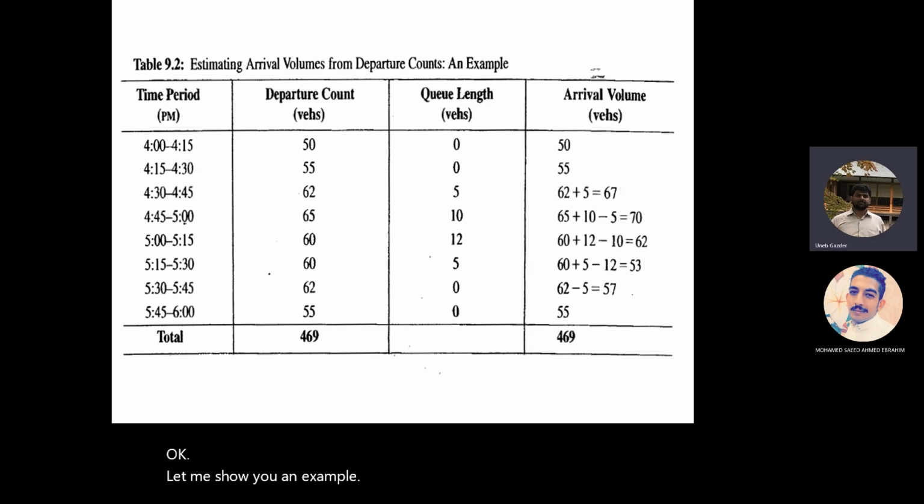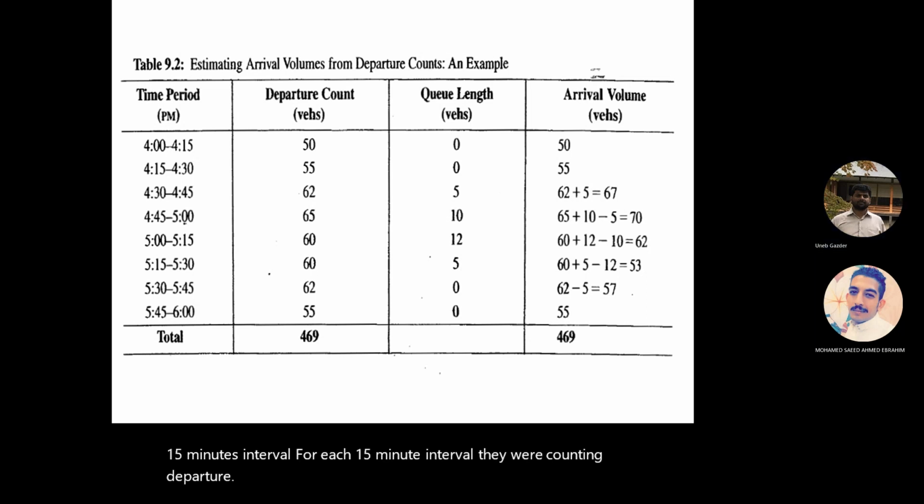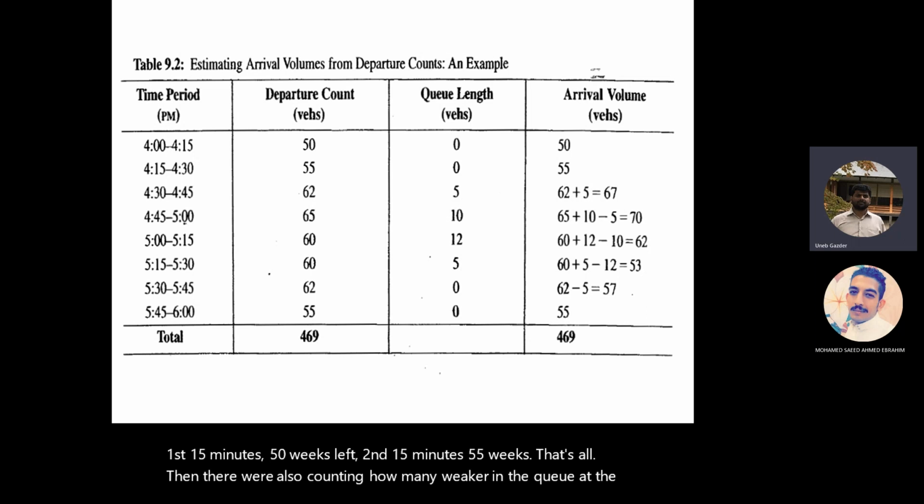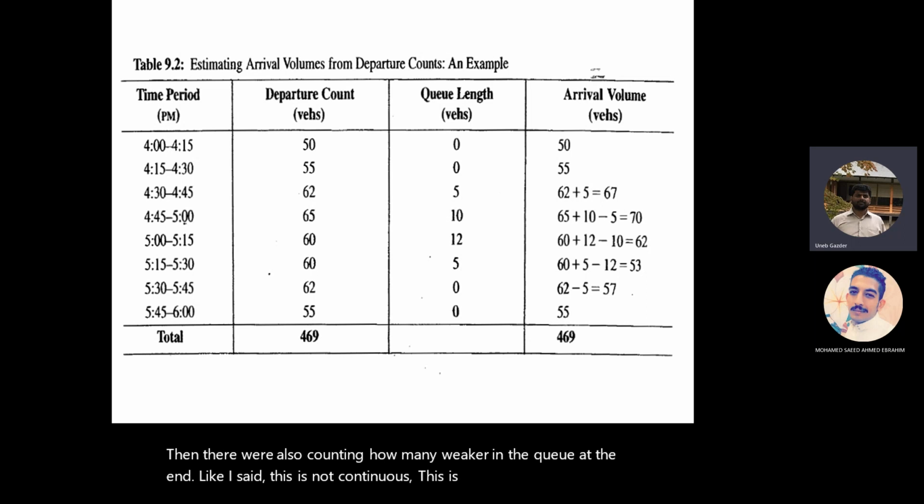They did a study from 4 to 6, 2 hours, with 15 minute intervals. For each 15 minute interval, they were counting departure, VD. They were standing at the stop line, counting how many vehicles left. First 15 minutes, 50 vehicles left. Second 15 minutes, 55 vehicles left, and so on. Then they were also counting how many vehicles were in the queue at the end. Like I said, this is not continuous, the third column is just the end count.